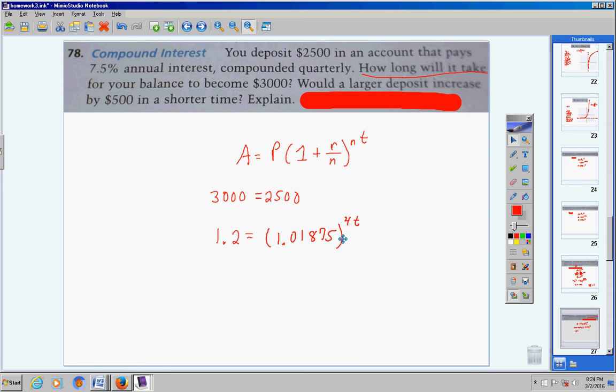All right, equals that right there. Now, I would like to write both sides with the same base. Obviously, that's not going to happen. So I'm going to take the logarithm of both sides. That's going to be a little weird, but it's okay.